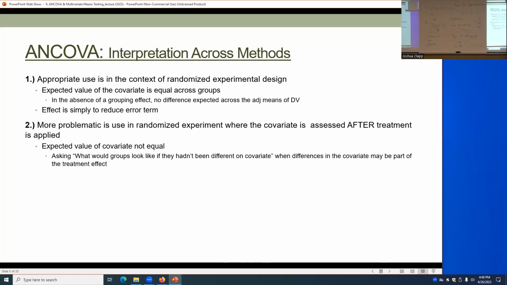More problematic is use in a randomized design where the covariate is assessed after I apply whatever treatment it is. So I'm asking people to self-report experience, and I only ask them that after they've driven my course. It's possible that their performance actually impacted their perceptions of experience. Here, the people in the small cars will be like, oh yeah, that was easy to go through. I was able to go.